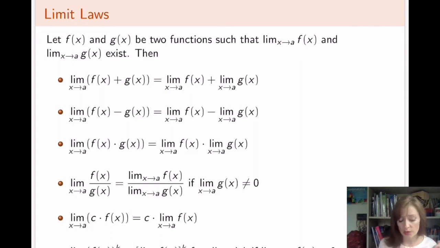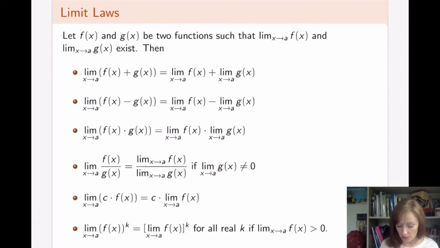So if you're computing the limit of a sum, f plus g, you can actually break them apart and compute the limit of the first function, limit of the second function separately, and then add the limits together. Same with the difference, same with the times. Again, instead of computing the product of the functions first, you can compute the limits separately and then take the product. Same with the quotient, except for, of course, in the quotient, the bottom cannot be 0.